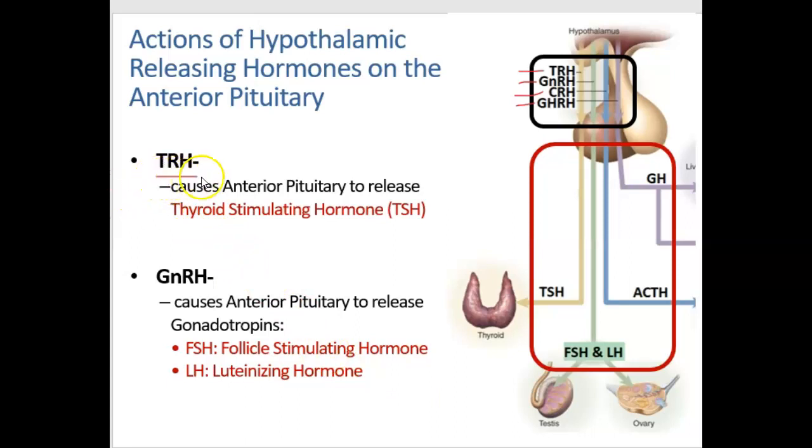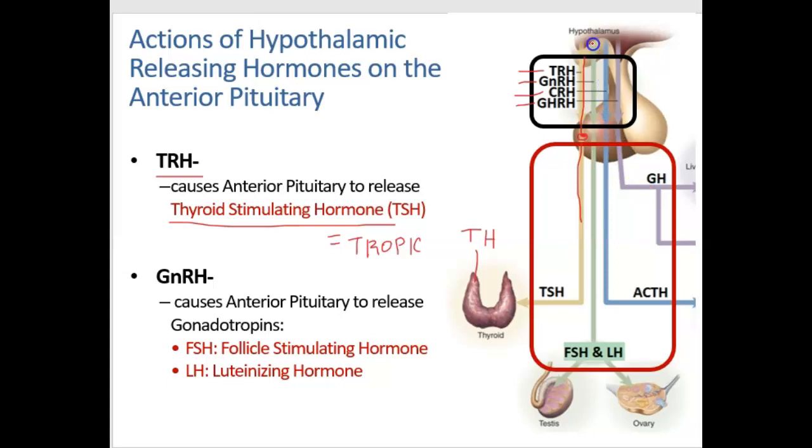So thyrotropin releasing hormone targets the anterior pituitary, and in response the anterior pituitary makes TSH, which is thyroid stimulating hormone, and it is tropic. It is tropic because it acts on the thyroid gland to make the thyroid gland produce another hormone, which we know as thyroid hormone. Okay, so that's TRH. Now let's look at gonadotropin releasing hormone.